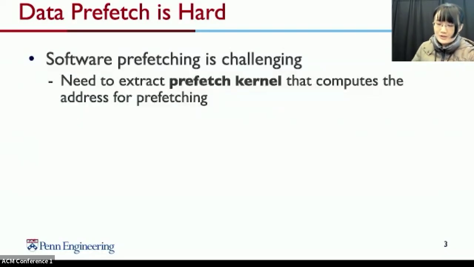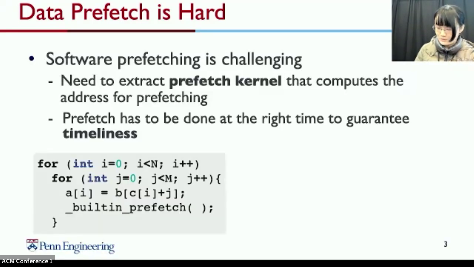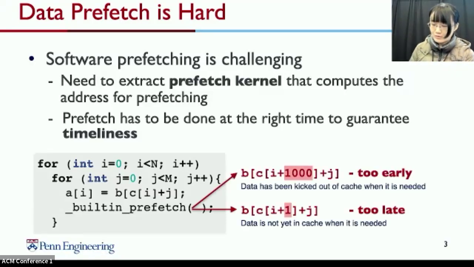However, software prefetching faces several challenges. First, the computation of the address for prefetching, also called the prefetch kernel, needs to be extracted from the existing code, which is hard. Second, prefetch has to be done at the right time to guarantee timeliness. For example, in this nested for loop, we try to insert a prefetch into the inner loop. We either prefetch the data that will be used in the iteration that is 1000 after the current iteration, or prefetch the data that will be used in the next iteration.